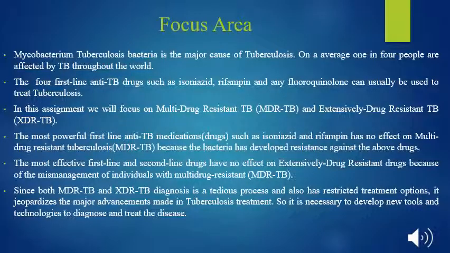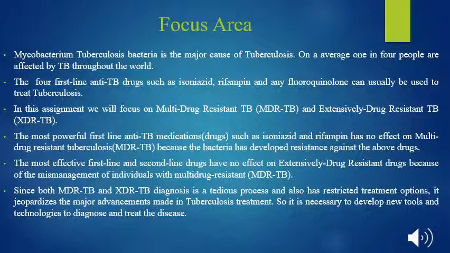First, let me give a general idea about what tuberculosis is. Tuberculosis is caused by infection with bacteria, Mycobacterium tuberculosis. Almost 1 in 4 people in the world are infected with TB bacteria. TB can usually be treated with a course of 4 standard or first line anti-TB drugs. They are isoniazid, rifampin, and fluoroquinolone.